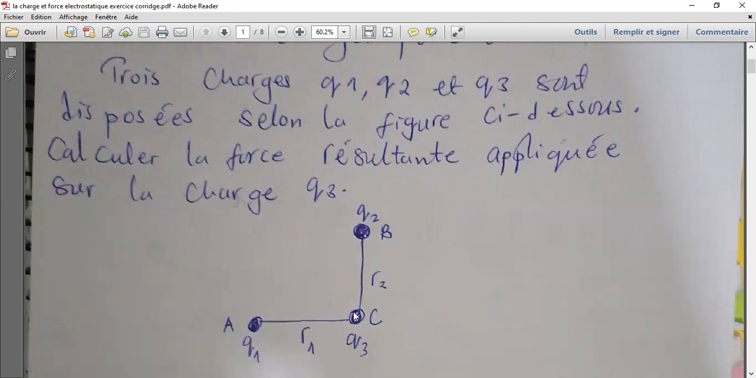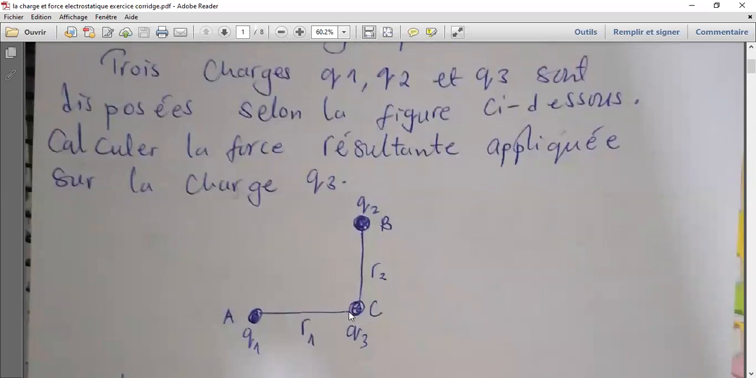According to the question, they say resultant force which is appliquée sur la charge Q3. So for me to calculate the resultant force, it means I have to calculate the force which Q1 exerts on Q3, plus the force which Q2 exerts on Q3. It's just the same thing as the example.